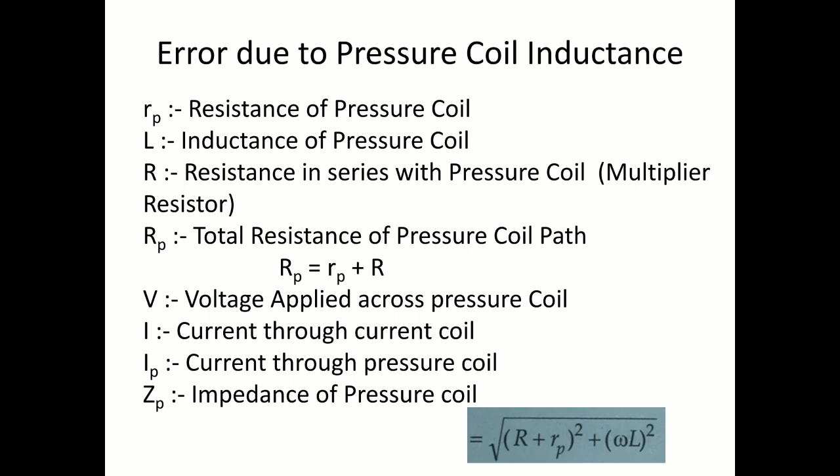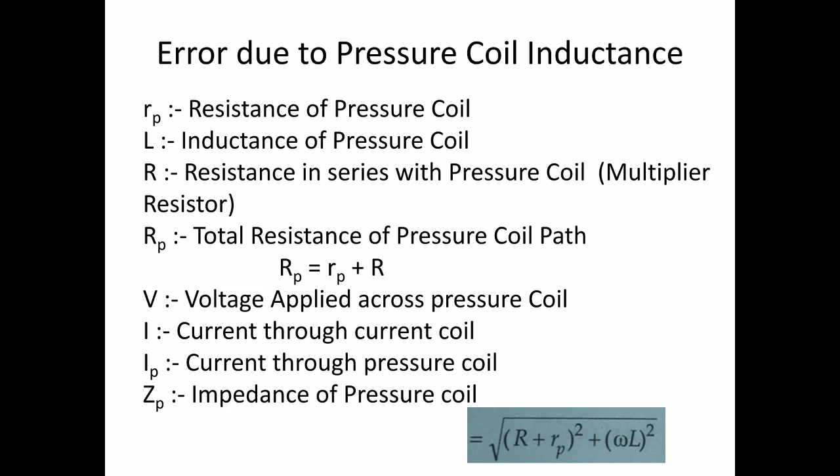Capital R indicates the resistance which we need to connect in series with pressure coil. This is also known as multiplier resistance, and it is basically used to limit the value of current flowing through pressure coil. Then capital R suffix P indicates the total resistance of pressure coil path, which includes small rp plus capital R. Why have we mentioned plus? Because these two elements are connected in series, that's why additive. Then capital V indicates the voltage applied across pressure coil, which is equal to the supply voltage.